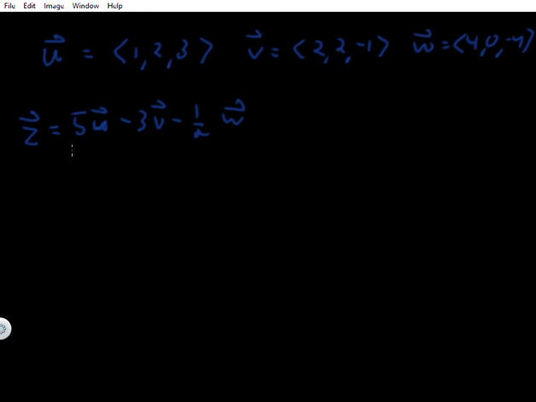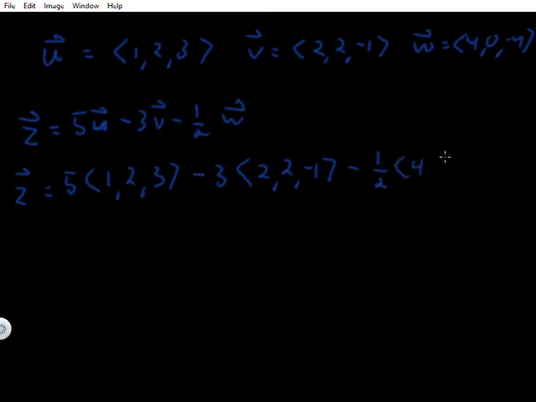Well, once again, to do this, we're going to just tack on some scalars to this. So I know z must be 5 multiplied by the vector 1, 2, 3, a scalar multiple of 5, minus 3 times what v is, 2, 2, minus 1. I'm just pulling from over here. This is just 3 times what v is, minus 1/2 times 4, 0, minus 4.